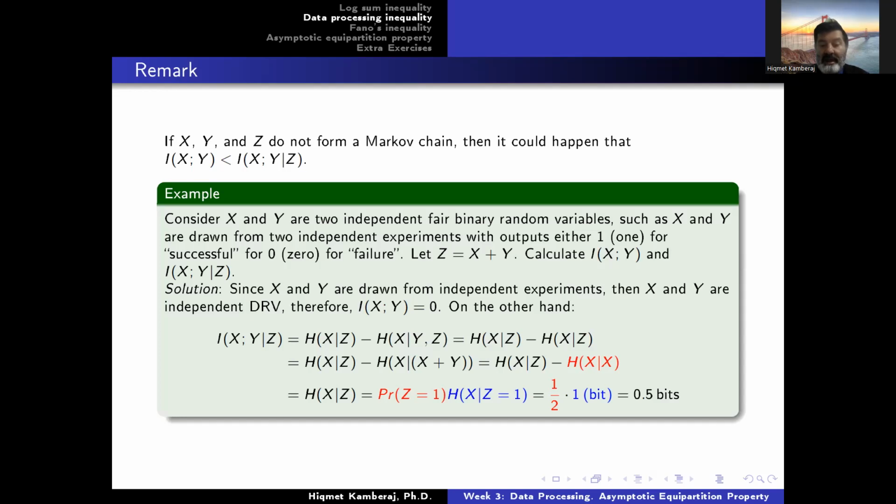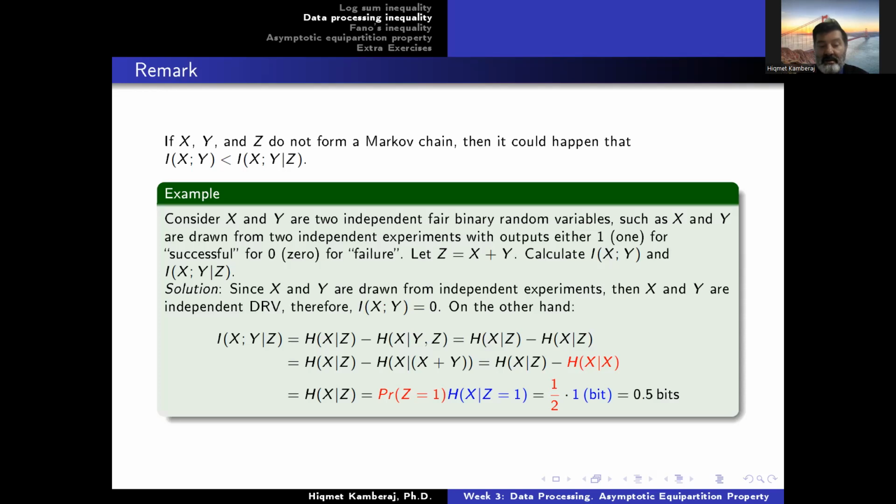Then this is equal to H of X given X, which is equal to 0. All right, then we arrive at this one, H of X given Z. Then this is equal to, we write the conditional entropy as probability of Z equal to 1 times entropy of X given Z equal to 1, the reason being that Z takes the value 1.